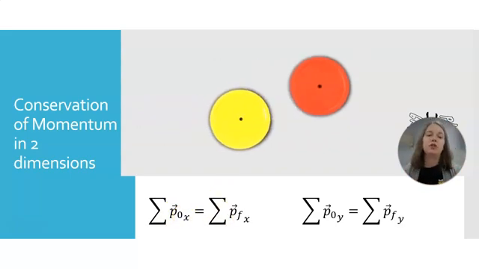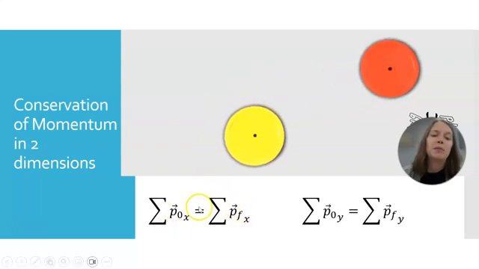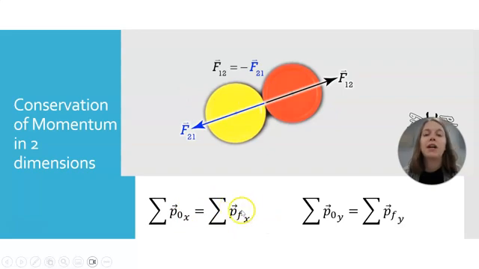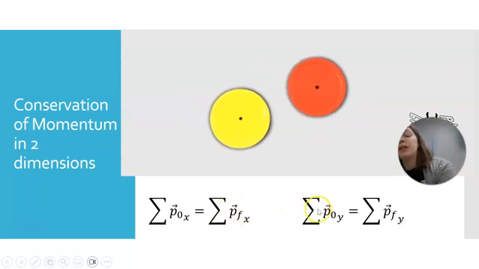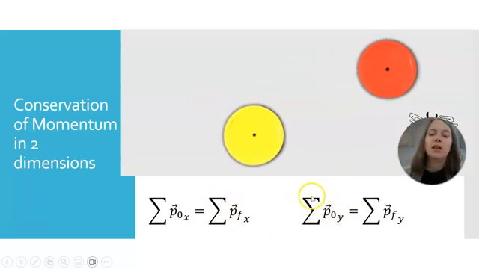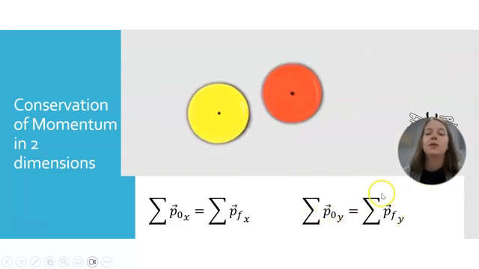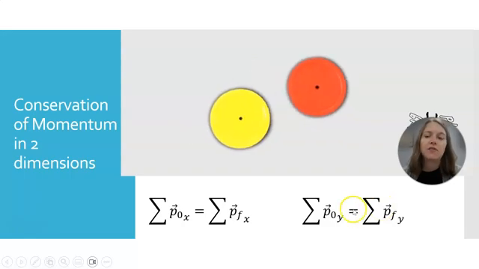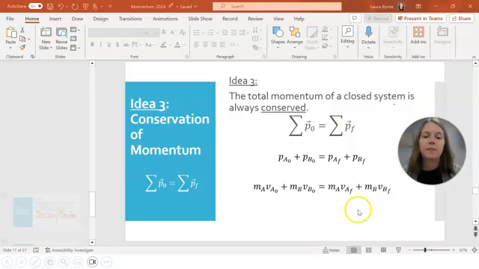With two-dimensional motion, you would do sum of the momentum in the x direction initially equals the sum of the momentum in the x direction final, and also separately treat the y direction. Sum of the momentum in the y direction initial equals the sum of the momentum in the y direction final. And that's just because momentum is a vector, and the vectors have different components in the x and y direction.